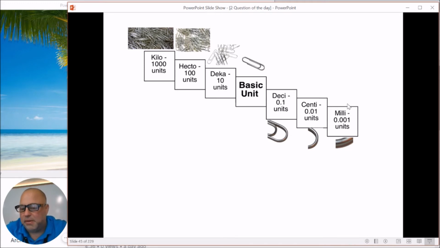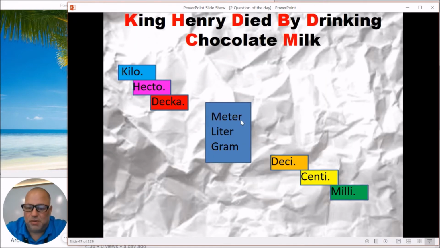Whereas if you go the other way, you're making it smaller, so you always have less than one of them. You have a tenth, a lot less of them, a 100th of it, or a 1,000th of it. You just have one little tiny section of the paper clip. So that's the way they're converting units with the metric system.